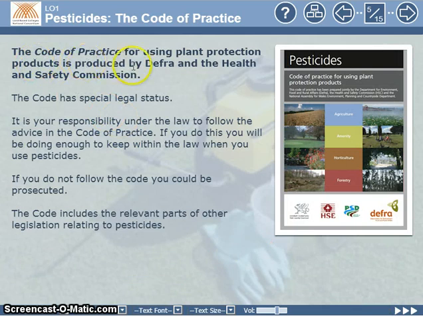The Code of Practice for using plant protection products is produced by DEFRA and the Health and Safety Commission. The code has special legal status. It is your responsibility under the law to follow the advice in the Code of Practice. If you do this, you will be doing enough to keep within the law when you use pesticides. If you do not follow the code, you could be prosecuted. The code includes the relevant parts of other legislation relating to pesticides.